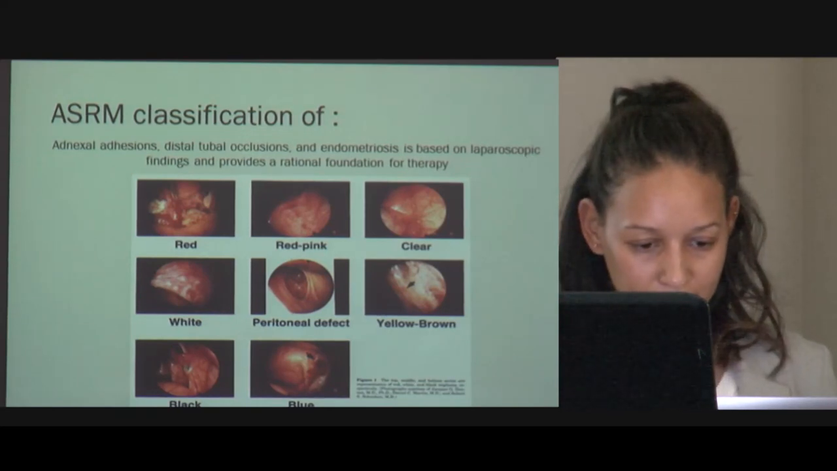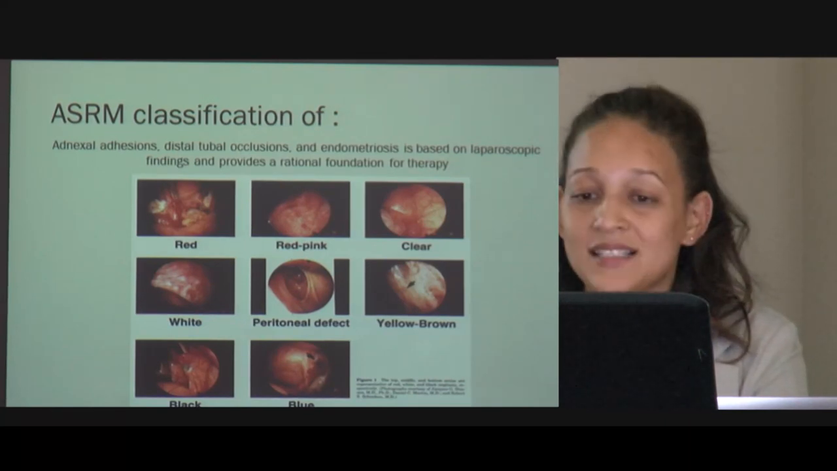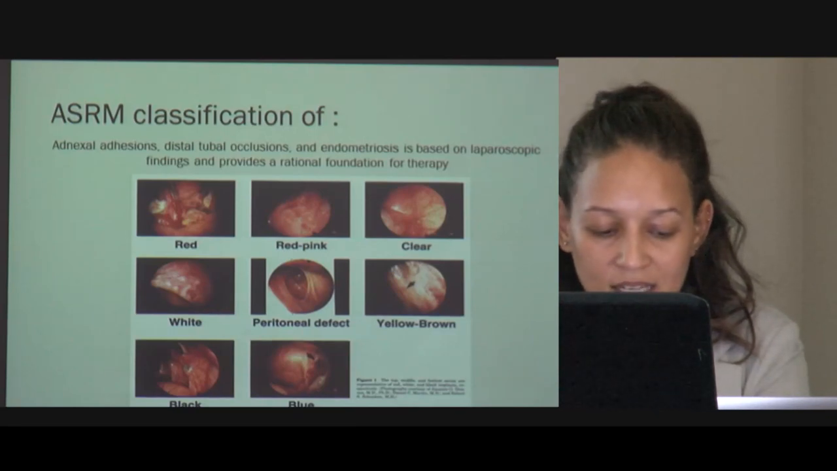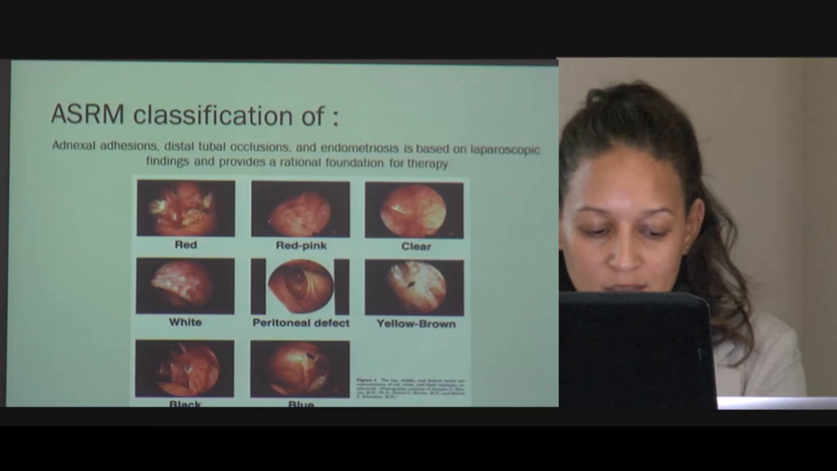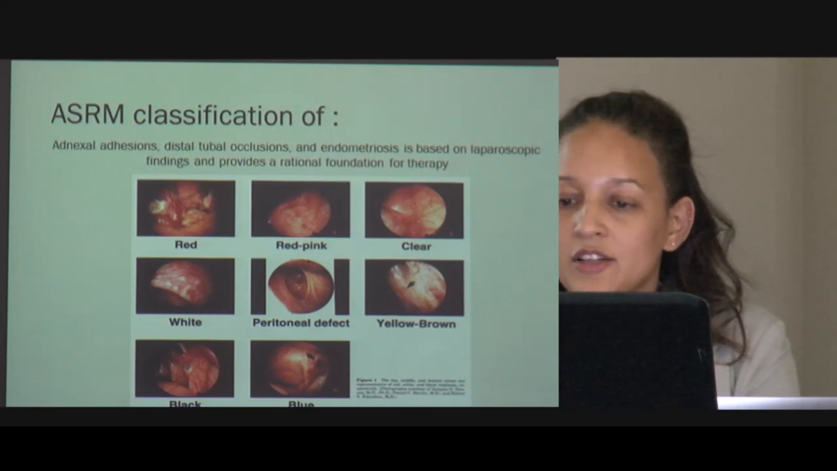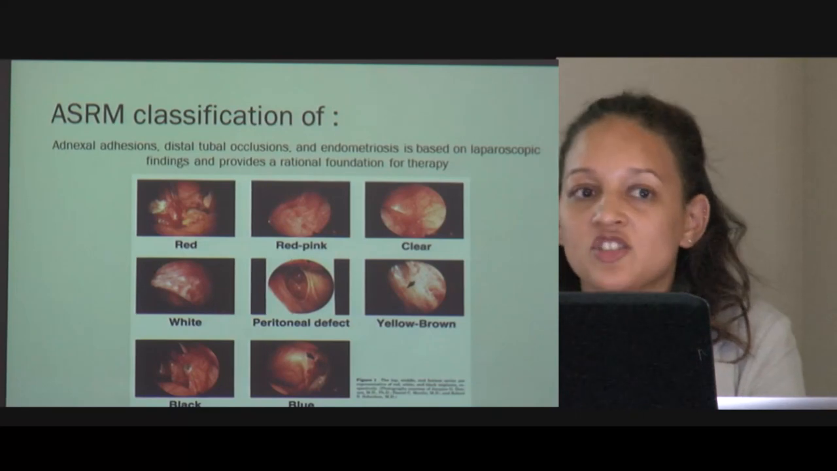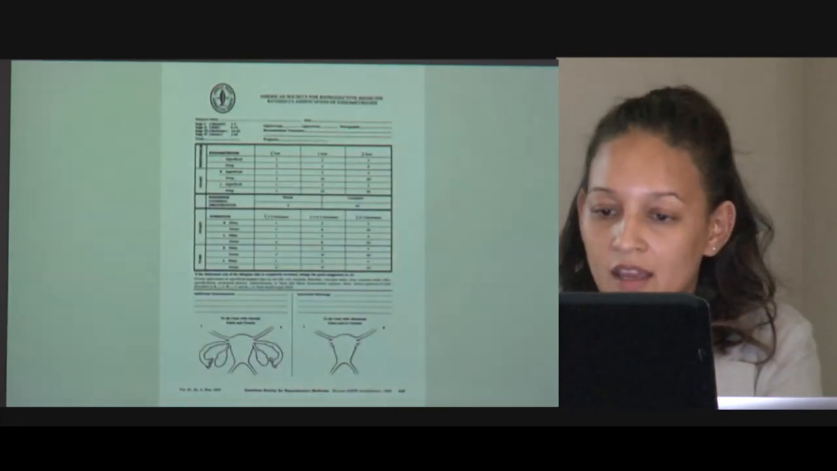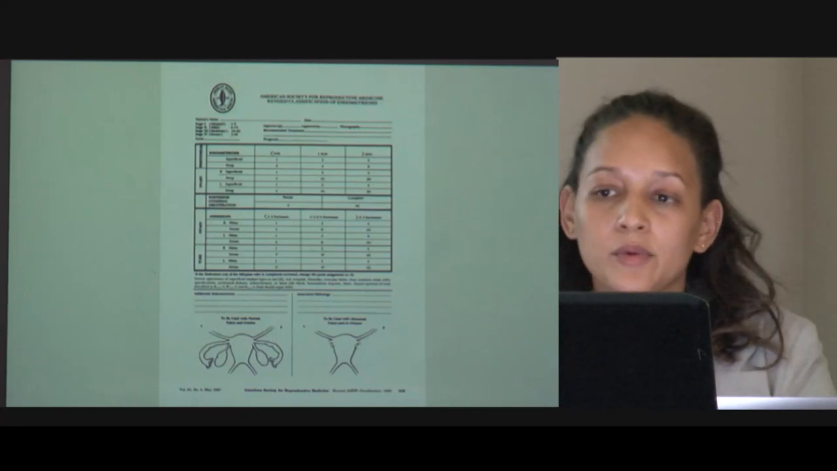So this is the revised American Society for Reproductive Medicine classification. It developed a standardized classification for mechanical problems associated with infertility. The schemes are relatively simple to follow, and a scoring system is included to help the surgeon document the severity and formulate a prognosis based on the extent of the pathology. It is used for adnexal adhesions, distal tubal occlusions, and endometriosis, is based on laparoscopic findings, and provides a rational foundation for therapy. This is just a mock-up, and they basically give you pictures, this one is of endometriosis, and then this is a table or a document that needs to be filled in, and it correlates with the grading and with future pregnancy rates.